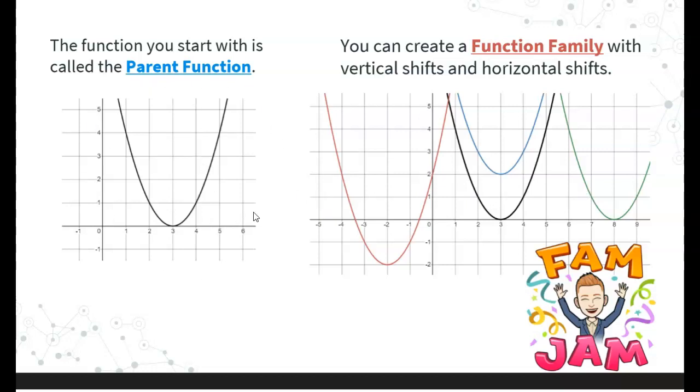The parent function is the function we start with initially. So we can start with any function, and we can move it around the graph. Notice this black function can be moved up to create this blue function, can be moved to the right to create this green function, or can be moved down and left to create this red function. All of these functions have something in common. They started with this one, so we call them a function family. They have a lot in common. We've basically just moved them somewhere around the graph. We've moved them up, or left, or down, or right. Or maybe we've moved them a couple of directions. So we call that a function family.